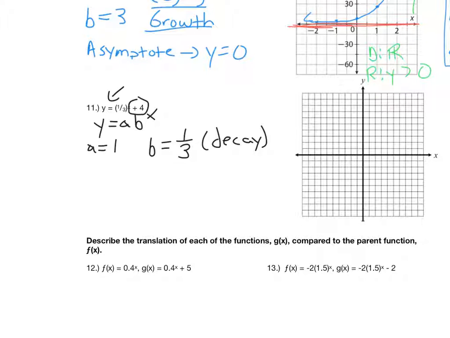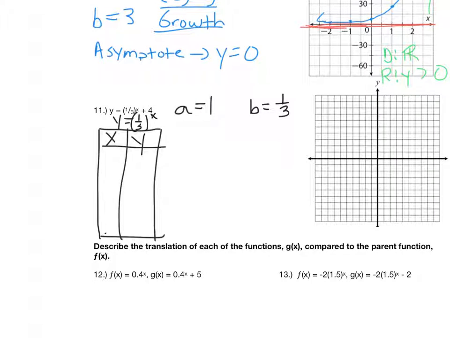All right, so first let's go ahead and do our table. So in class I told you that it might be easier just to first do a table for y equals 1/3 to the x without the shift, and then do another table where we just shift all of our values up 4. So if we just do a table for y equals 1/3 to the x, we know that our starting point would be 1, okay, because our a would be 1.